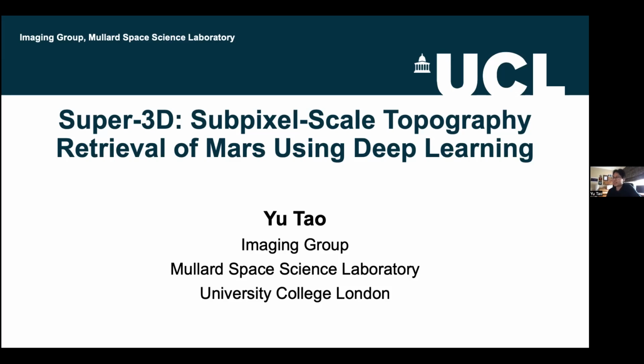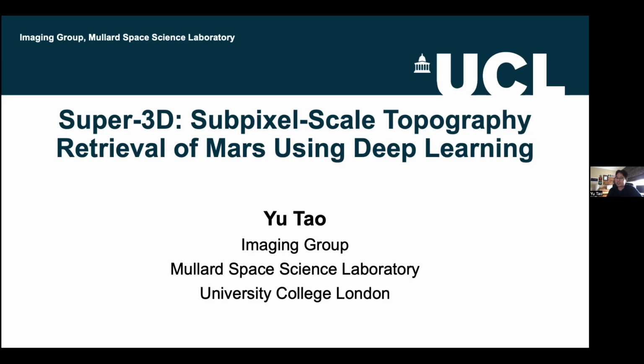My name is Yutel from the imaging group of Mullard Space Science Laboratory, University College London. And the talk today I'm going to give is about the imaging and 3D mapping of the Martian surface.